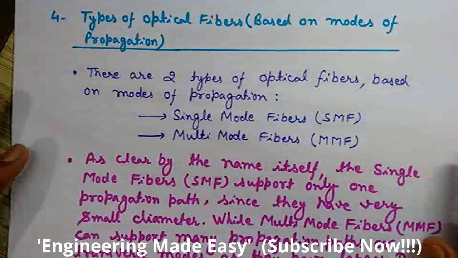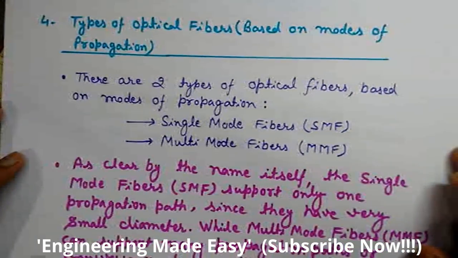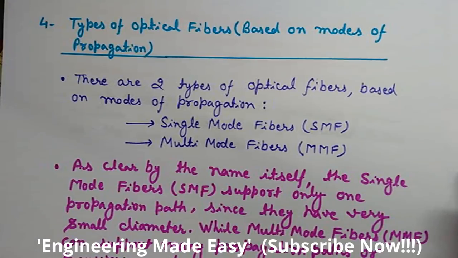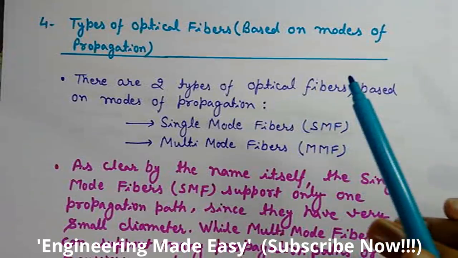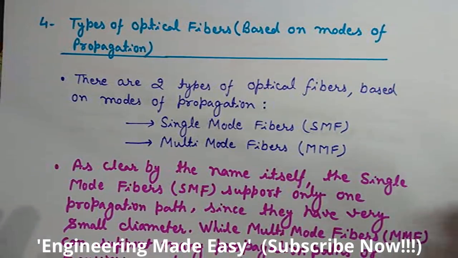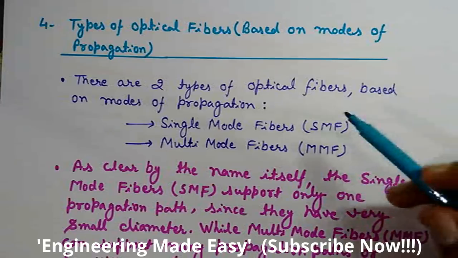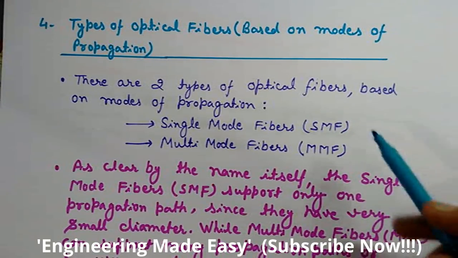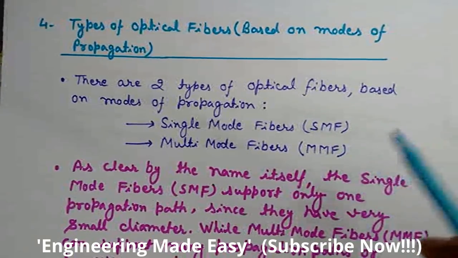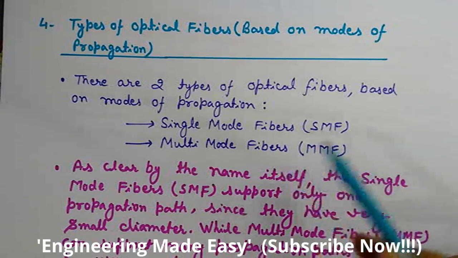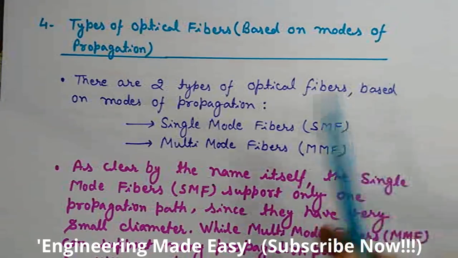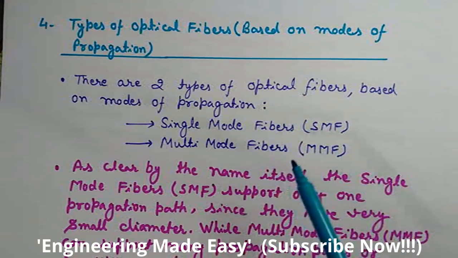Now let's discuss various types of optical fibers. We will discuss the optical fibers here based on the modes of propagation. There are two types of fibers based on the modes. Modes means the various paths by which the light ray moves inside the optical fiber. Based on propagation paths, there are two types of optical fibers.